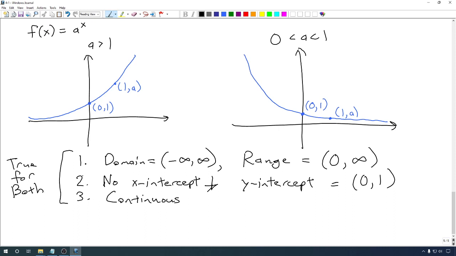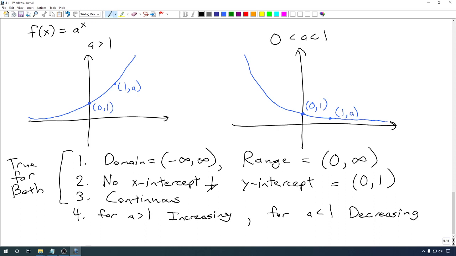On the other hand, for these two different cases, we have, for a greater than 1, it's increasing always. We already mentioned that here, that it definitely has to go up from (0, 1) to (1, a), but it always goes up. There's no point on this graph ever that it doesn't increase. On the other hand, if a is less than 1, it's always decreasing. There's no point where it doesn't decrease on this graph.